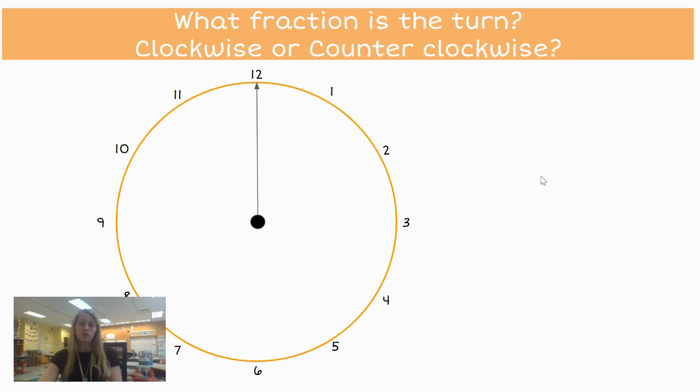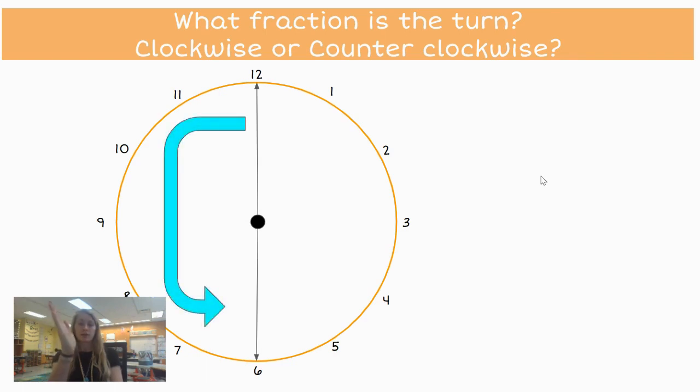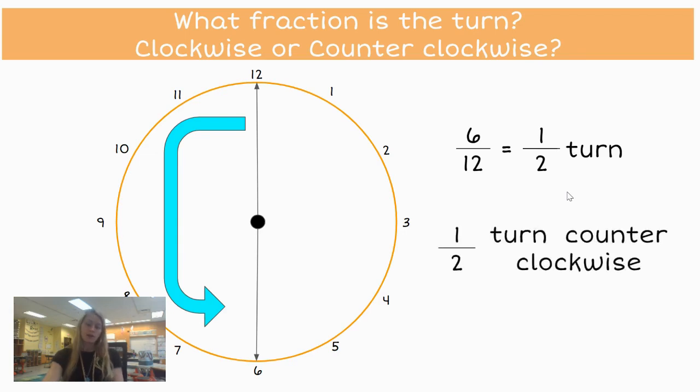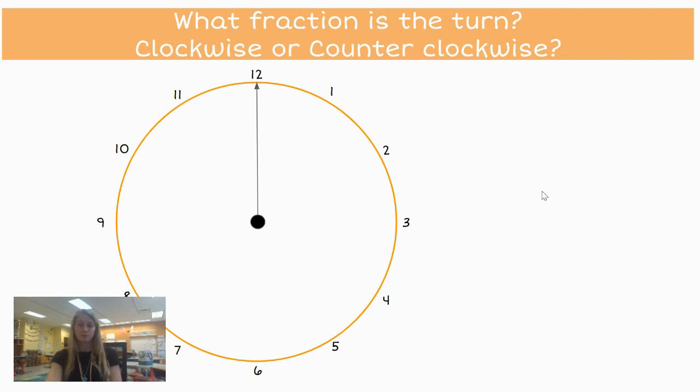Let's practice again. What fraction is the turn, clockwise or counterclockwise? We've gone from the 12 to the 6, going the other direction. So first, what fraction of the turn? It has covered 6/12. This can be simplified as 1/2. Notice if we covered this part of the circle and shaded it in, it has moved 1/2 of the circle. Now counter or clockwise, it has 1/2 turn counterclockwise. Remember, it is moving by going down in number, not going up.